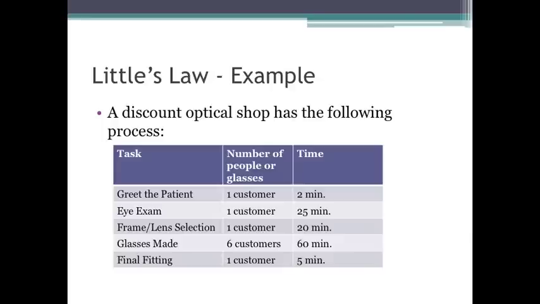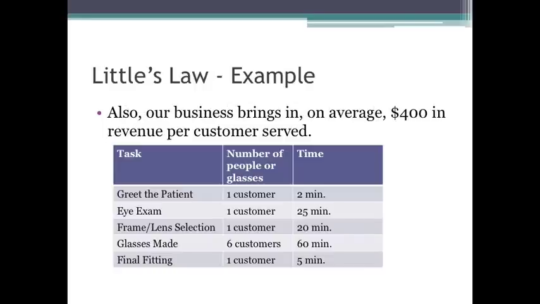So, we have a set of tasks. We have an inventory, the number of customers that we can work on at one time. And we also have a flow time for those particular steps. Now, let's make it a little interesting and say that our business brings in, on average, $400 in revenue per customer served. Something to think about. After all, ultimately, we hope to make money with this. Hopefully, we intend to generate value with this particular process.